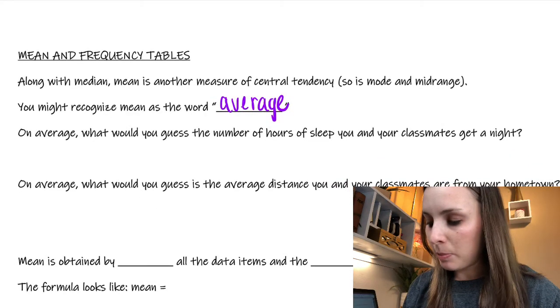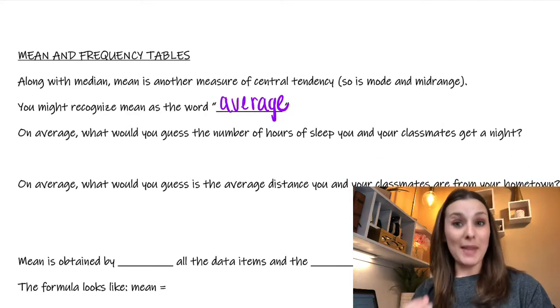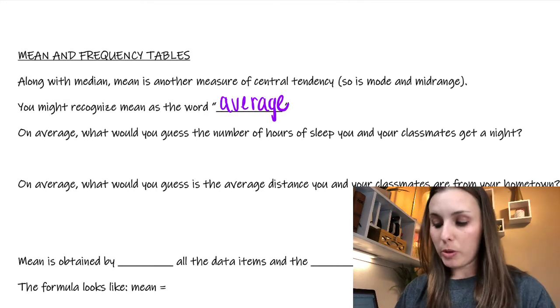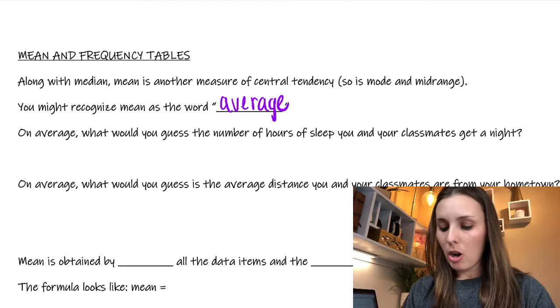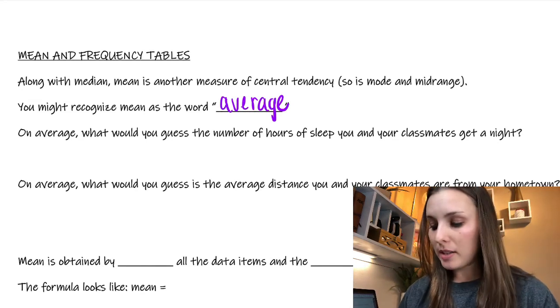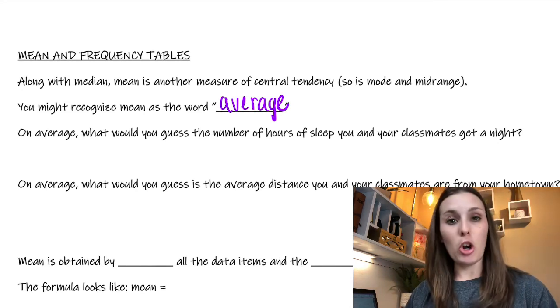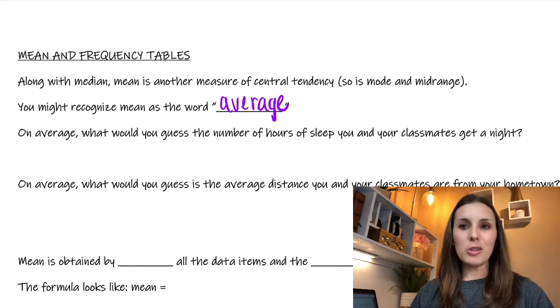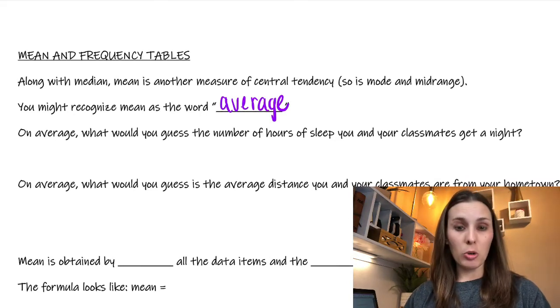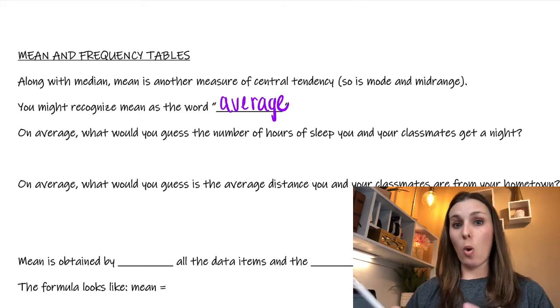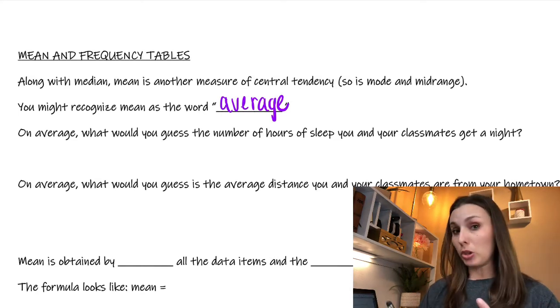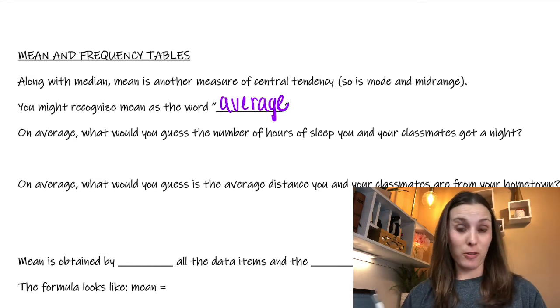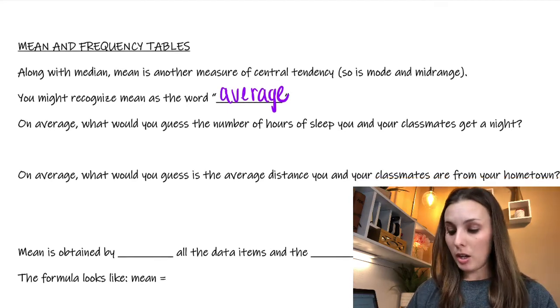So here's some other examples of where you might see the word average or mean. On average, what would you guess the number of hours of sleep you or your classmates get a night? And on average, what would you guess the average distance you and your classmates are from your hometown? So average can really be anything numerical which is quantitative. The word quantitative is like quantity, and that's numbers. So anything that can be measured in numbers, you can find the mean of. And it's really pretty simple.